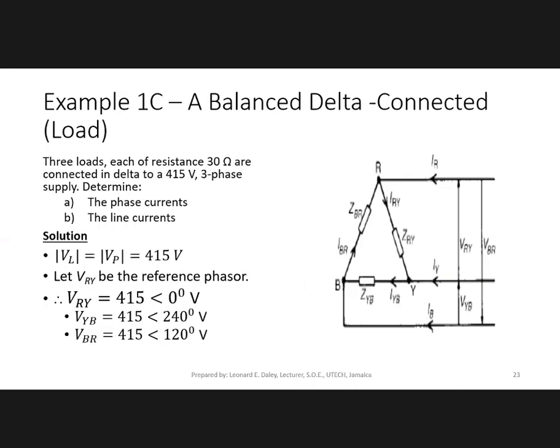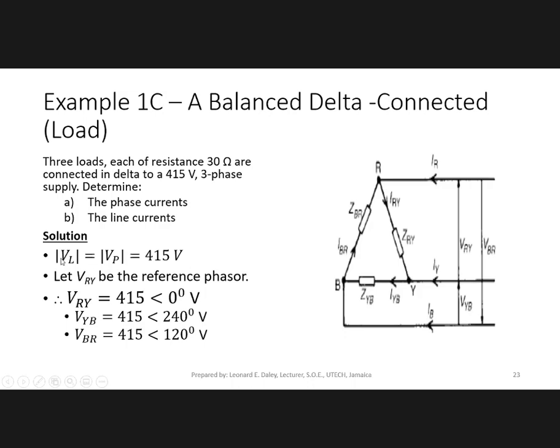All right, now let's look at a balanced system. So this time, three loads, resistances of 30 ohms, are connected in delta to a 415 volt three-phase supply, and we again should determine the phase currents and the line currents.